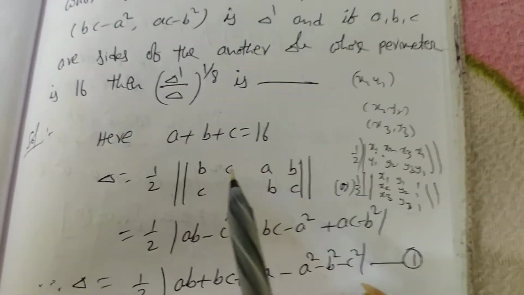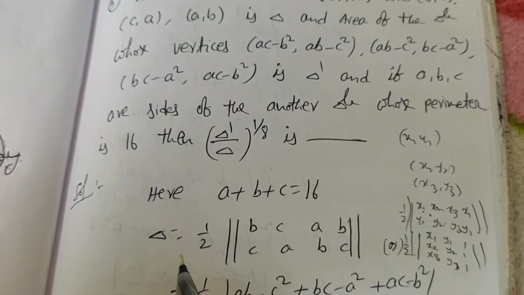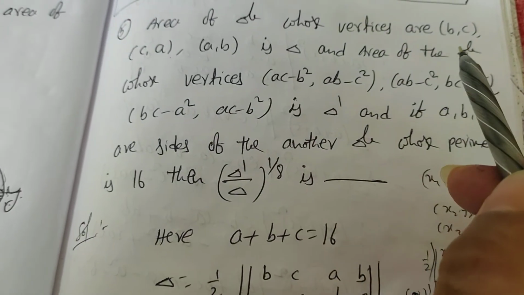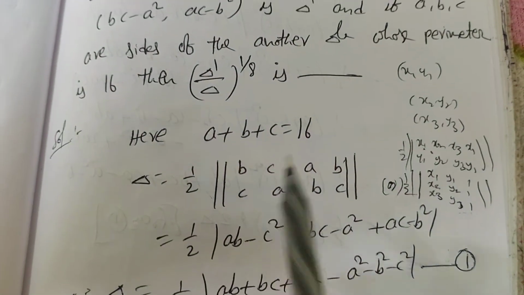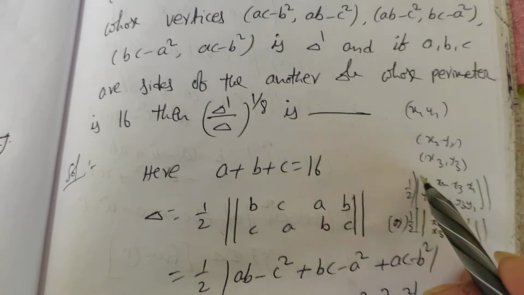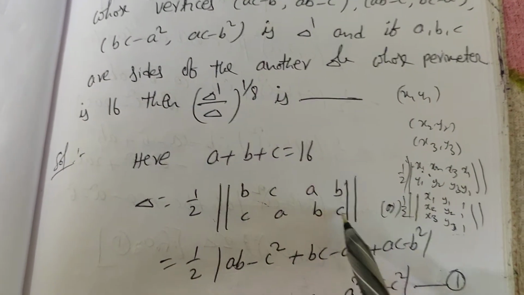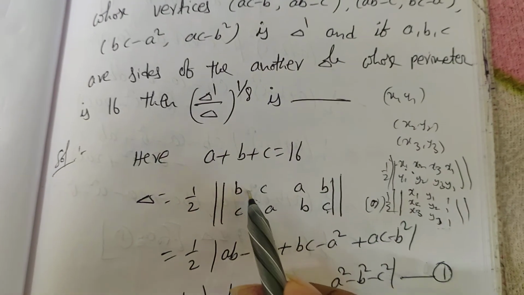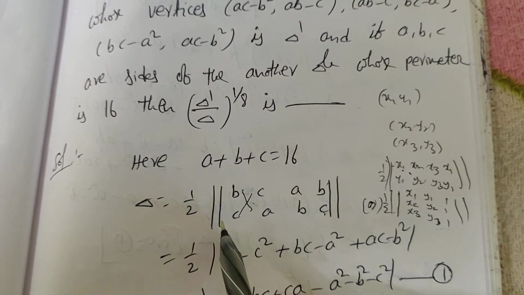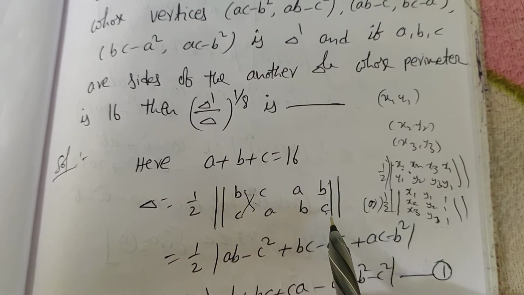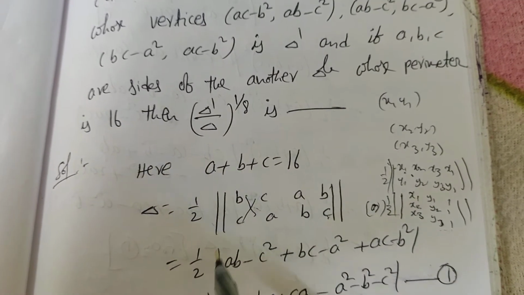So here a plus b plus c is equal to 16, they given, and for the triangle whose vertices are bc, ca, ab, I am using this formula, that is bc, ca, ab, and ending with bc only. So expand this one, cross multiplications only. So the determinant will be eliminated. Just use the modulus form.